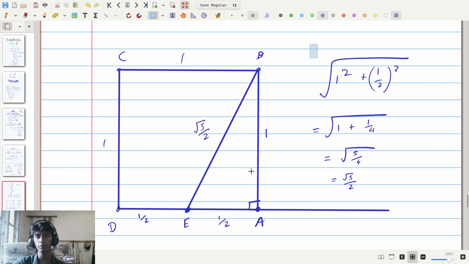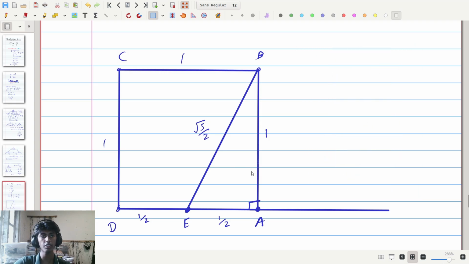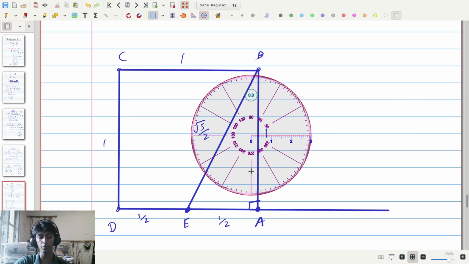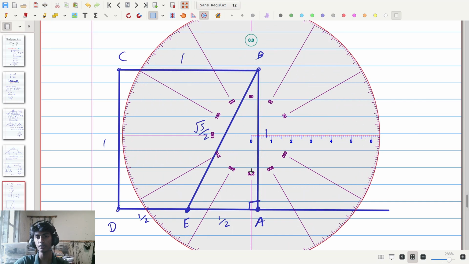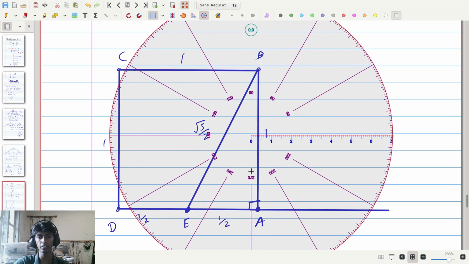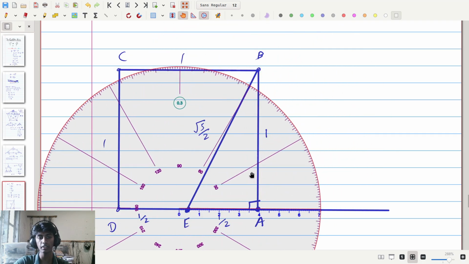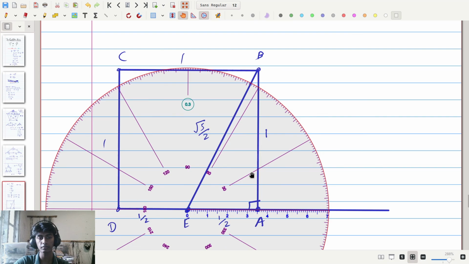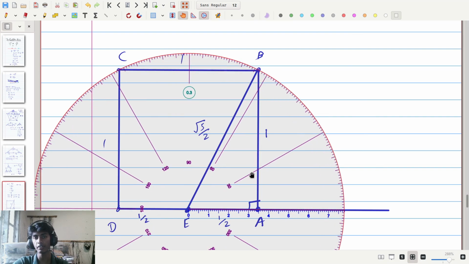Now the next step is to take a compass and use this diagonal length that we've drawn here as our radius. We're going to take this compass, move it to this point E here, center it at the point E, and then slowly scale it up until we reach this point. Then we're going to draw an arc with the point E as the center, from the point B down to the side length extended of AD.